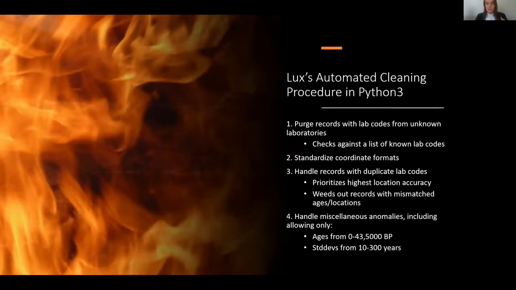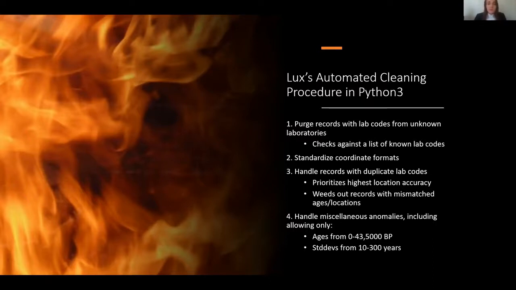We go through to first purge any records with unknown lab codes. We simply maintain a list of all of the known lab codes and the countries that they're in and the name of the lab, and sometimes a little bit more information than that. We can then standardize the coordinate formats. Sometimes they're northing, easting. We switch it all to just decimal lat longs. There's a lot of duplicate handling that has some specific rules for it going on.